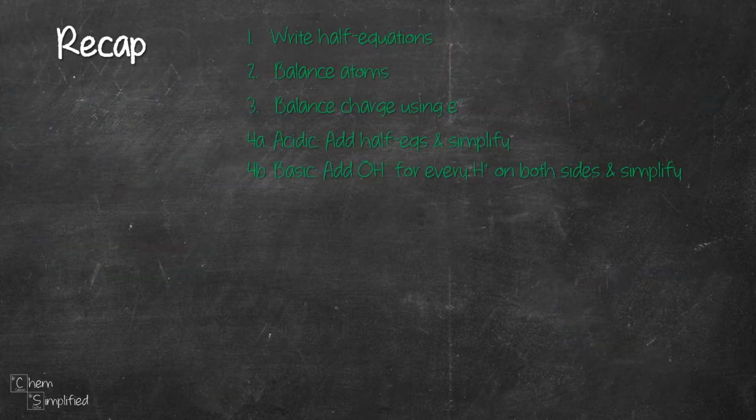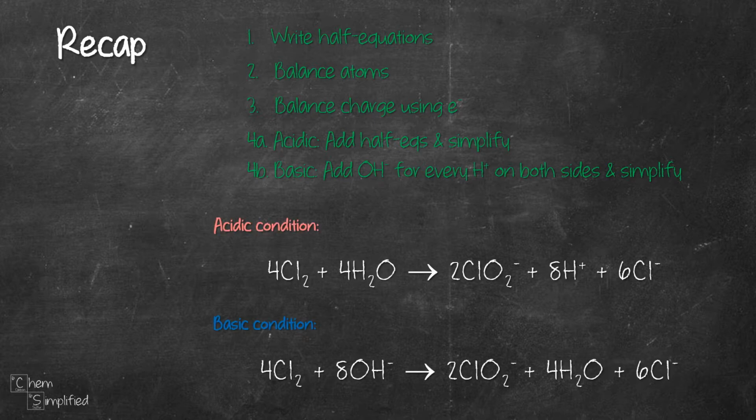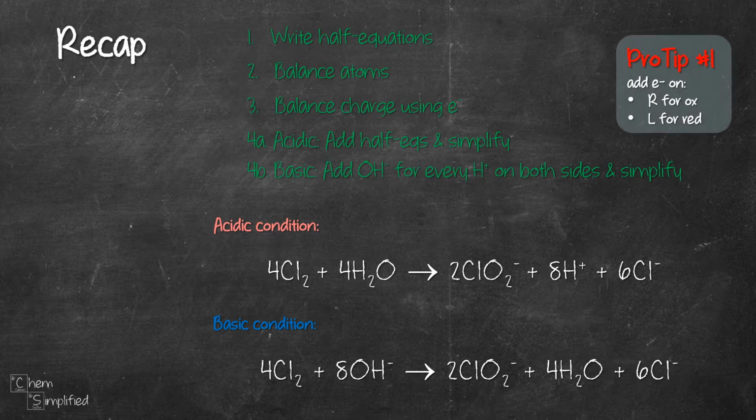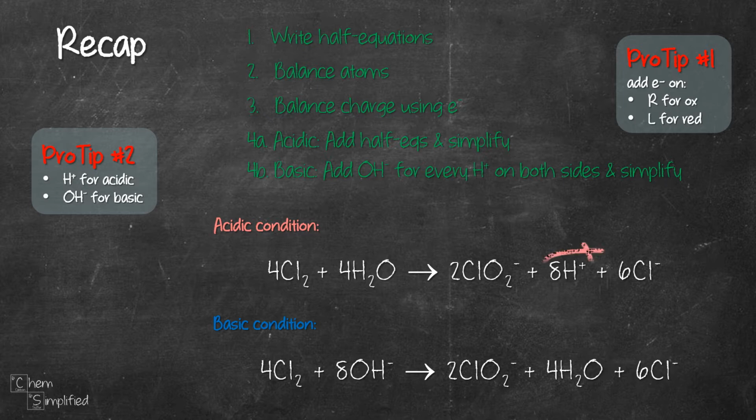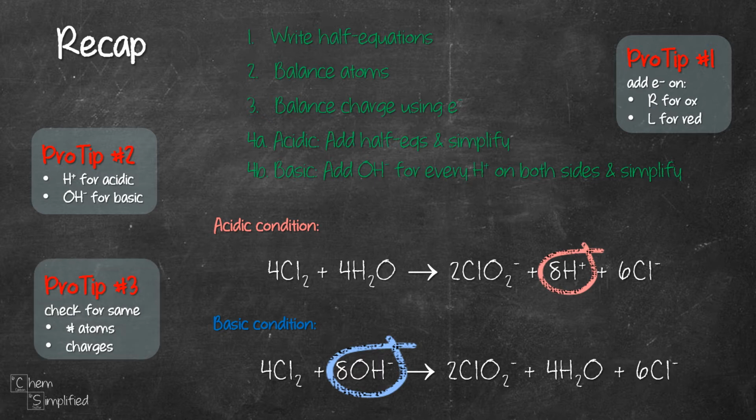To recap, we went through these 4 steps in balancing the redox equation in acidic and basic condition. When we add electrons in step 3, we need to make sure that we add it to the right side for oxidation and to the left side for reduction. And when we write out our balanced equation in acidic condition, we need to make sure that there's H+ in the equation. Whereas if we are writing it for basic condition, we need to make sure that we have OH- in the equation, and there should not be any H+ appearing in the equation. And just to be super safe, we should always double check our work to see if the number of atoms and charges are equal on both sides of the balanced equation.